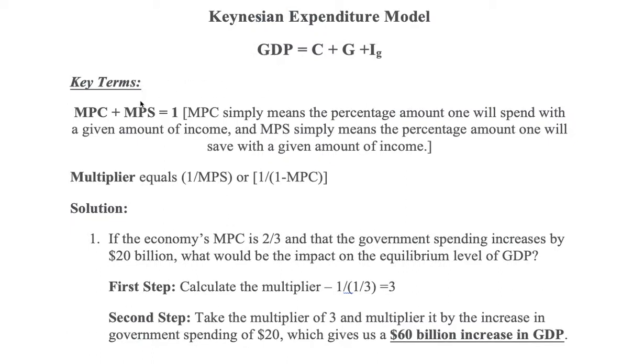So, some key terms that I tried to cover last week. Marginal propensity to consume plus marginal propensity to save is equal to 1. And what I've identified here is, what is marginal propensity to consume? Well, marginal propensity to consume simply means that percentage amount that you and I will spend with a given income level. And of course, MPS simply must mean the percentage amount that we will save based upon income.